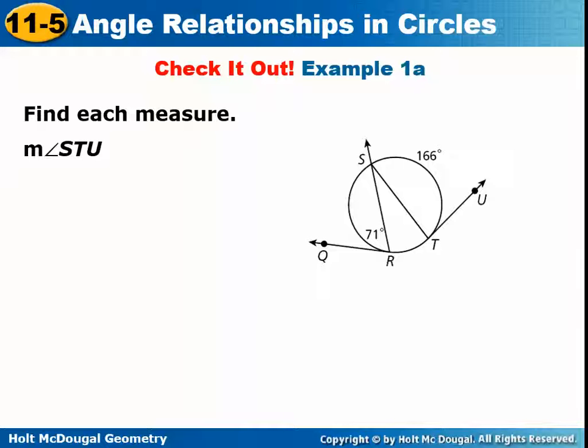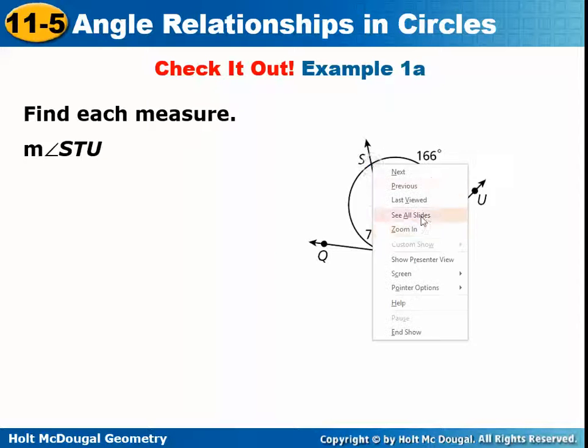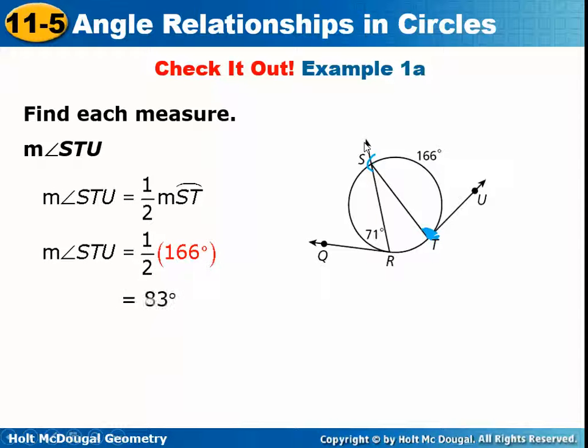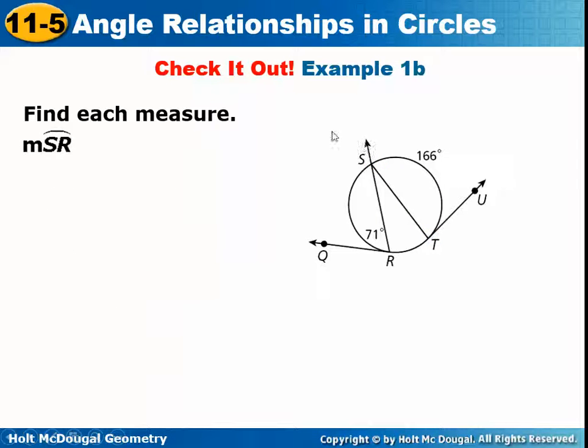All right, angle STU. Angle S, and then to T, and then to U. So we're talking about this angle right here. We know that its intercepted arc is 166. Here's its intercepted arc, from here to here, is 166. So all we need to do is take half of that, and we'll get 83.